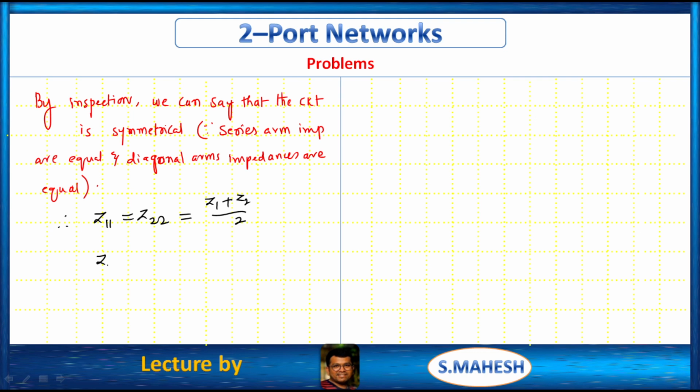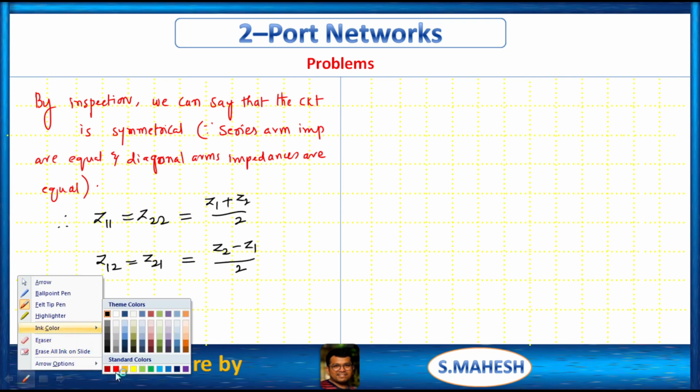Like that, Z12, which is equal to Z21. These are nothing but diagonal. That is Z2 minus Z1 by 2. That's it. This is the conclusion from the analysis.